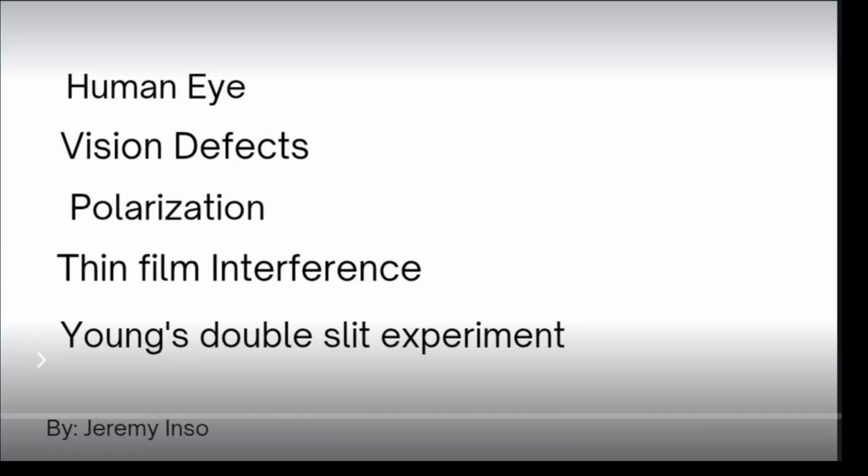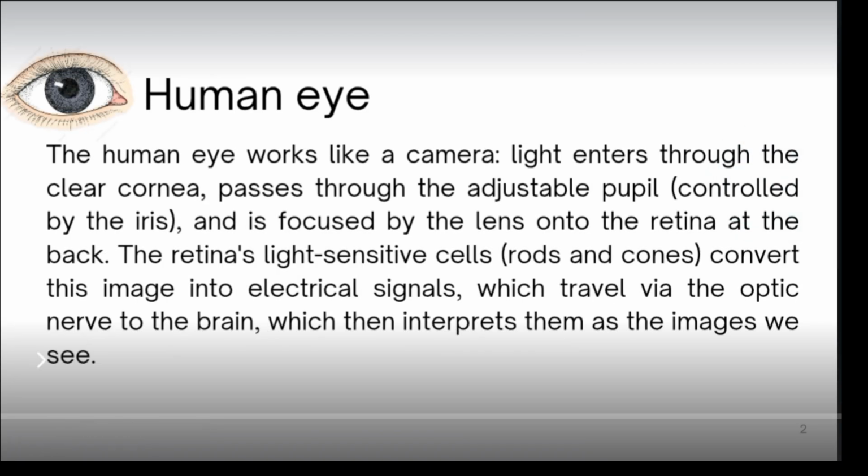Today, I'm going to discuss the human eye, vision defects, polarization, thin film interference, and Young's double slit experiment. So first, the human eye. The human eye works like a camera.